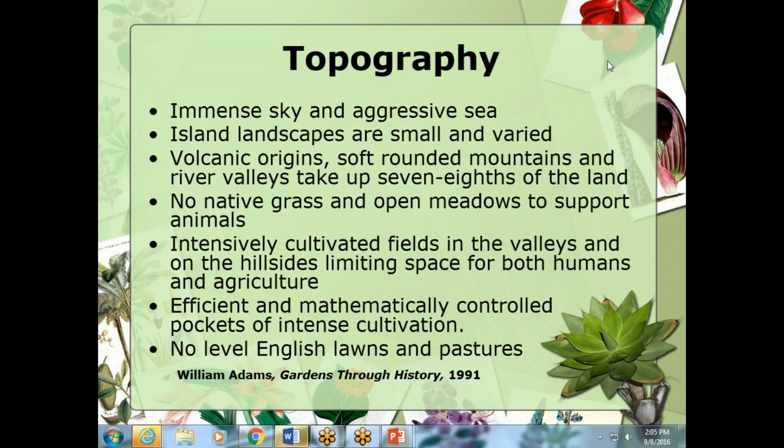Immense sky and aggressive sea, island landscapes are small and varied. Volcanic origins, soft rounded mountains, and river valleys take up seven-eighths of the land, and there is no native grass and open meadows to support animals. Intensively cultivated fields in the valleys and on the hillsides limit space for both humans and agriculture. Efficient and mathematically controlled pockets of intense cultivation, and no English lawns or pastures. So we see a lot of similarities between the two and some differences in the landscape itself, but not so much in the concepts behind it.